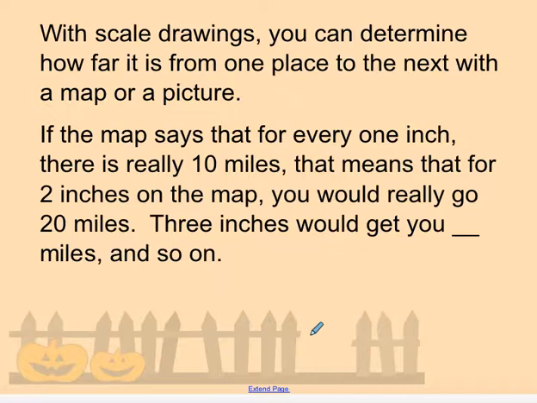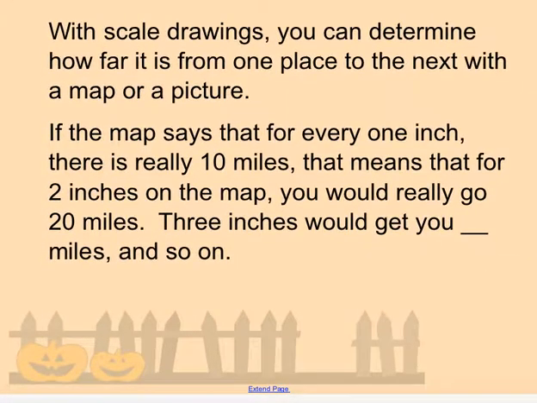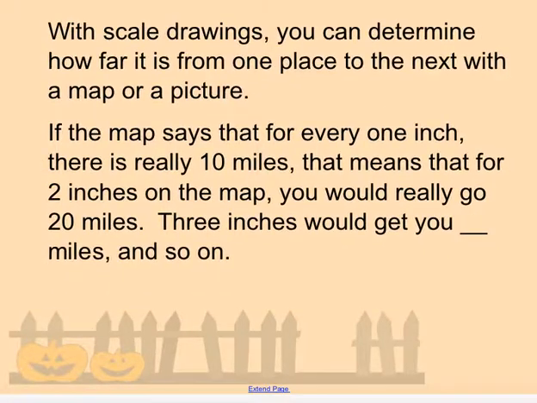So if the map says that for every 1 inch, there's really 10 miles, that means if we go 2 inches, that's 20 miles. 3 inches would give you 30 miles. We would go 30 miles. So we can go back and forth between these different dimensions. If we know that in real life, from one town to the next it's 50 miles, then on a map it would be 5 inches in this case.